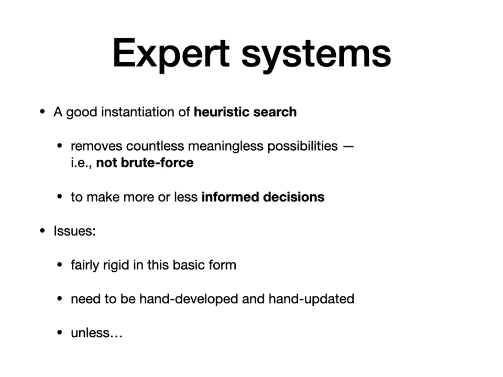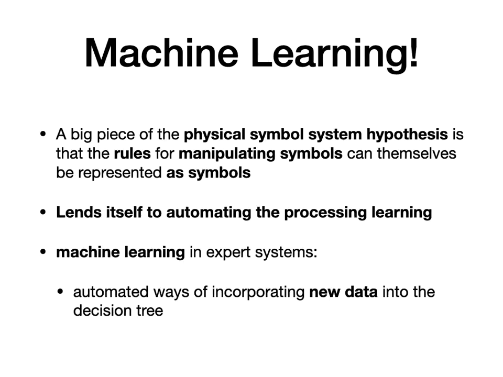So we can introduce the concept of machine learning. Now, remember the physical symbol system hypothesis is that all the rules for manipulating symbols are themselves symbols, right? So that means that we can incorporate rules for manipulating rules, right? We can make things that update our own rule sets that help us change them.